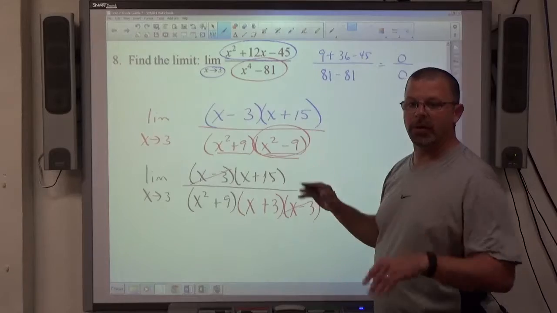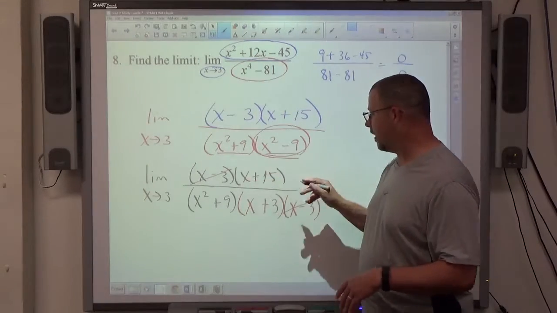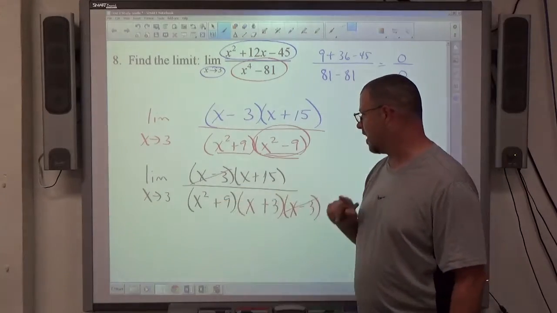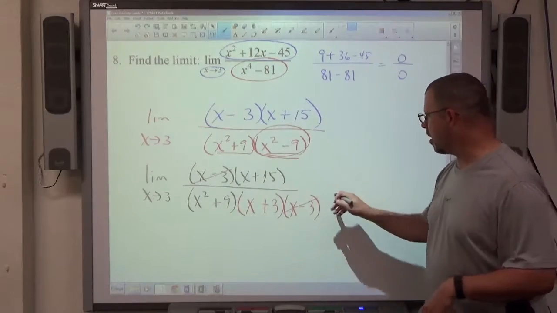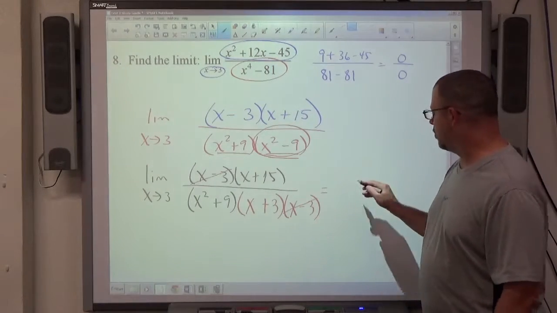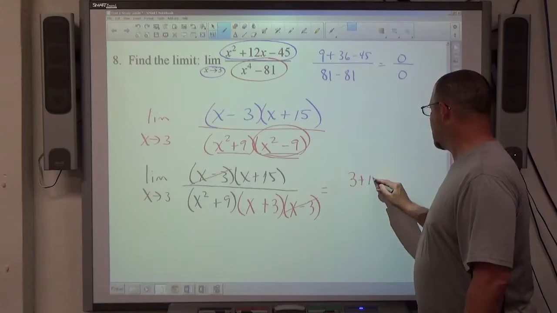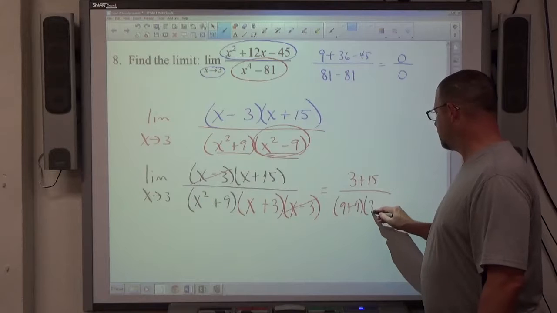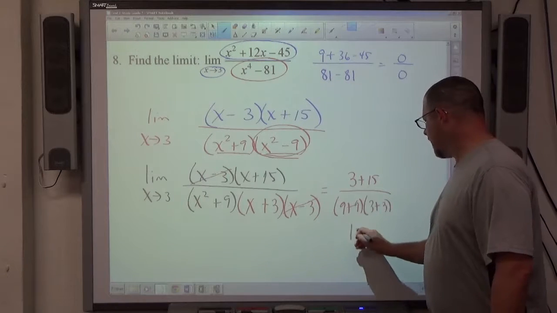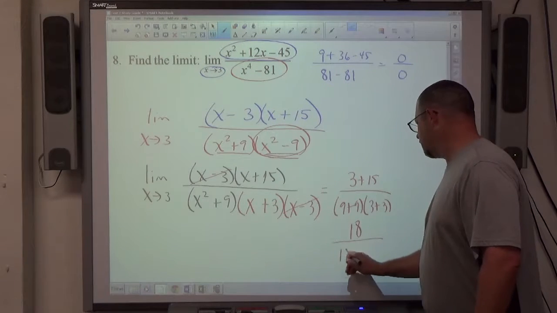If the top equals 0, I don't care. But 3 plus 15 equals 18. 3 squared, 9 plus 9 is 18. 3 plus 3 is 6. So there's no more zeros in this problem. At this point, if I substitute 3 in, 3 plus 15 on top, 9 plus 9 times 3 plus 3, that gets me 18 over 18 times 6.